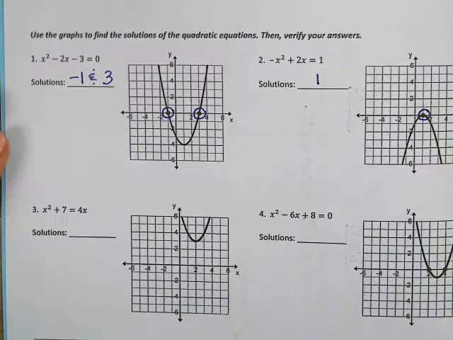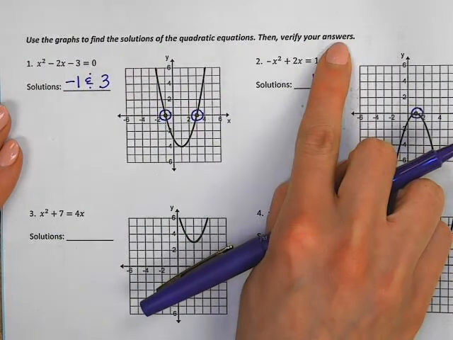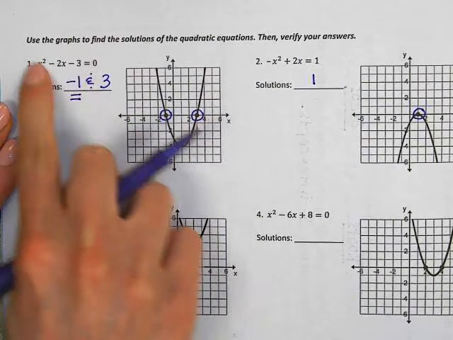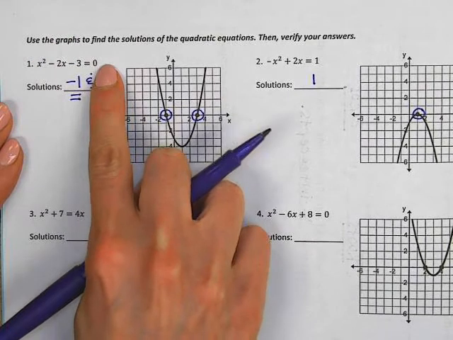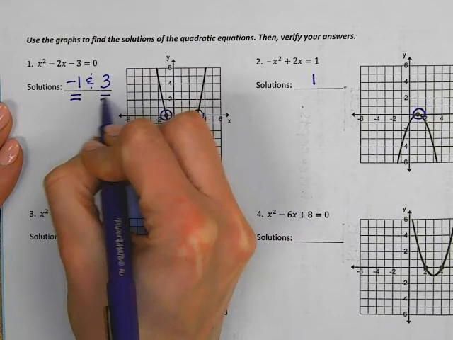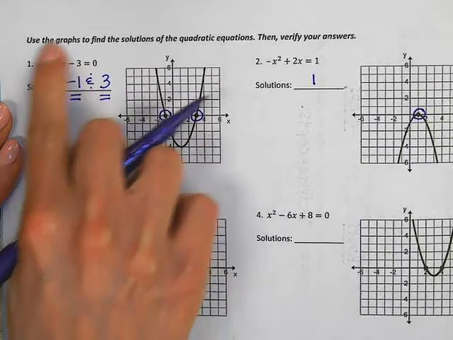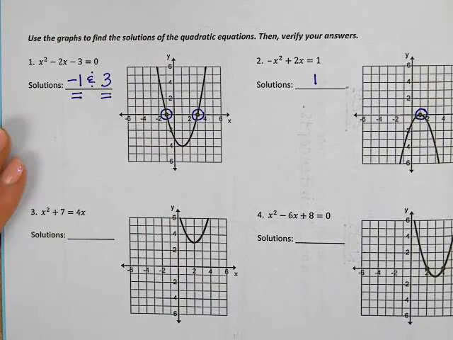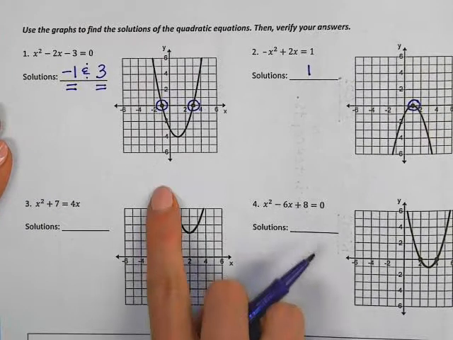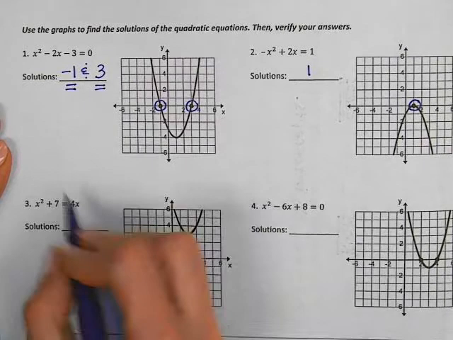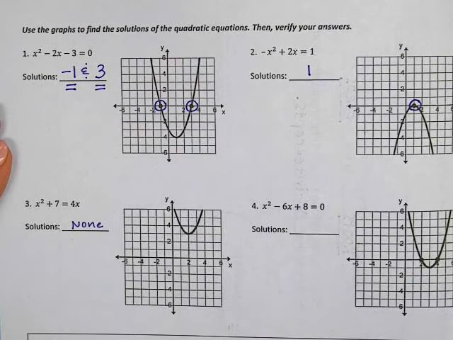Now, you don't have to do this, but when it says verify your answer, it means if you take your solution and plug it in for x, you better get 0. So if you ever want to check if you're right, take your solution, plug it in for x, and you will always get 0. That's how you know you did it right. Okay, now number 3. What are the solutions? Well, look, the graph never crosses the x-axis, so there are no solutions. Okay, so I think you got that.